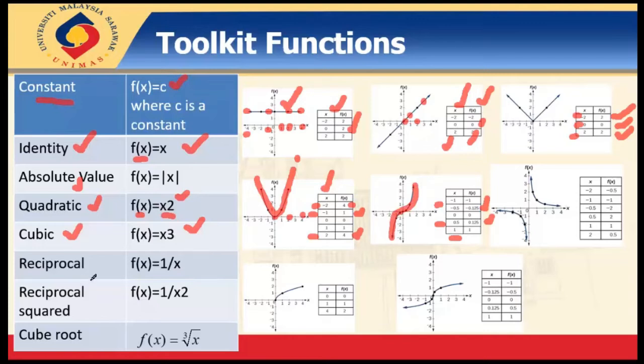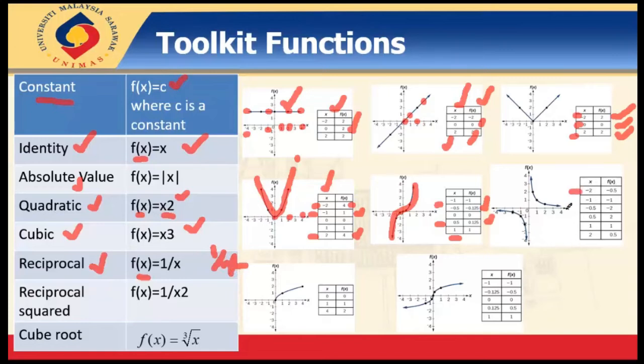A reciprocal function is such a function that any input to it will be equal to 1 divided by that input. Like x, then it will be 1 over x. Let's suppose x is 2, the output will be 1 over 2. If x is 5, the output will be 1 over 5. And it is like this.